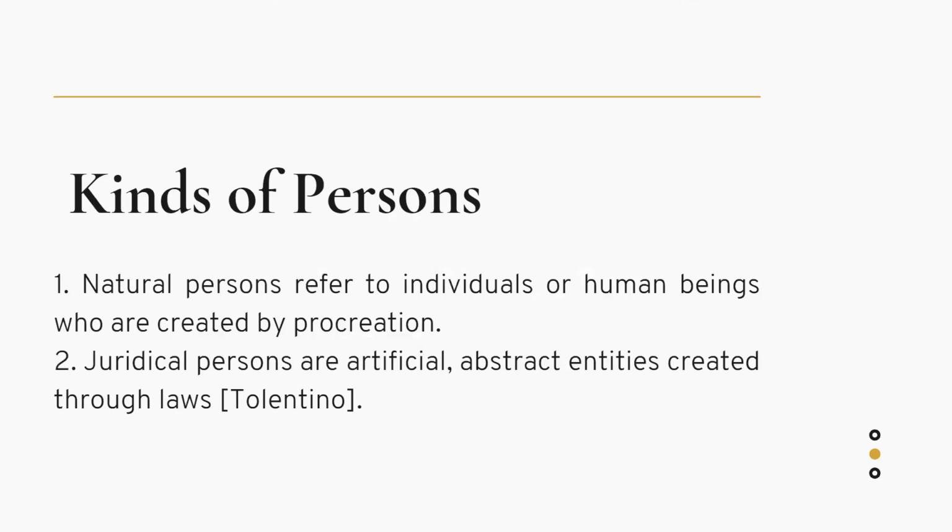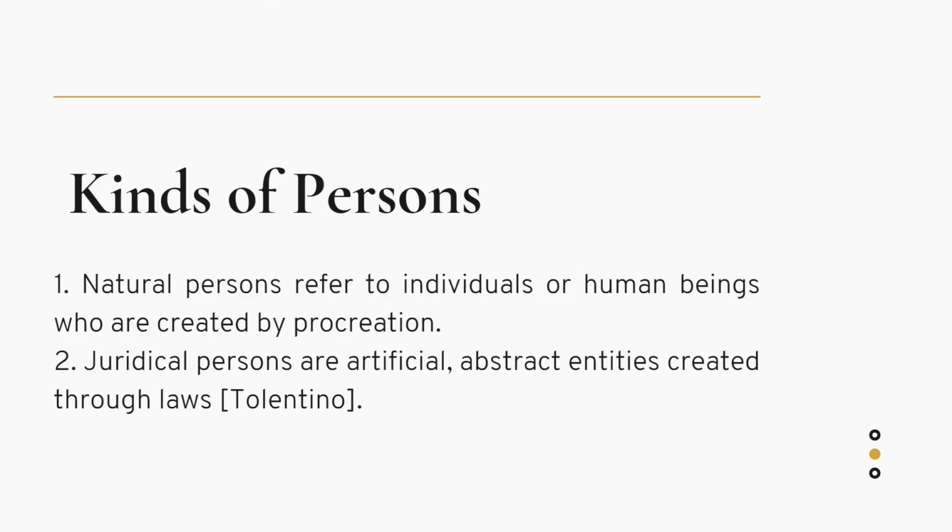So what are the kinds of persons in the Civil Code? We have natural persons and juridical persons. Natural persons refer to individuals or human beings who are created by procreation. We, as human beings, are natural persons. But juridical persons are artificial, meaning we cannot see them physically. We cannot even touch them. It's an abstract entity created through laws.